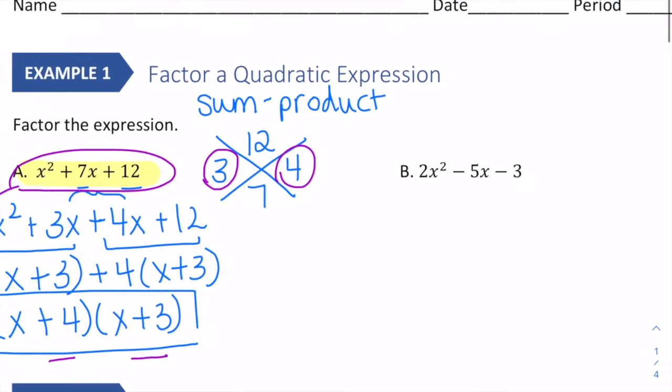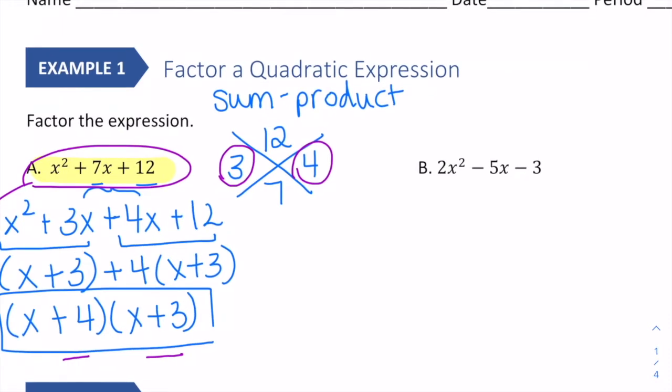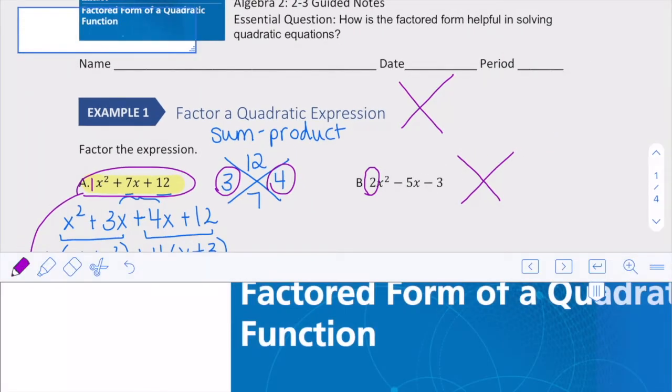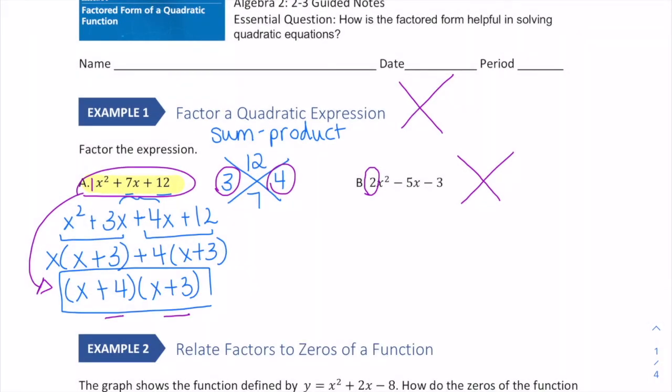Now let's look at a problem that has a coefficient in front, or number in front of x squared, a leading coefficient that is not 1. So if you notice, this one had a coefficient of 1. So we're looking at factors of 12. So when we have a 2, we have to take that into account, because the product is really going to be A times C.